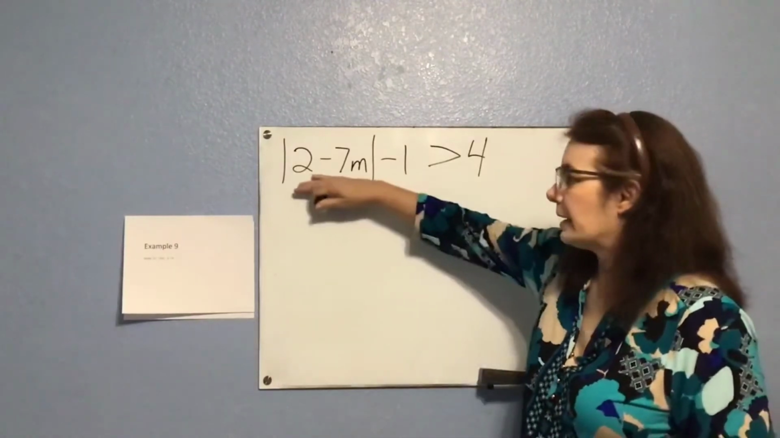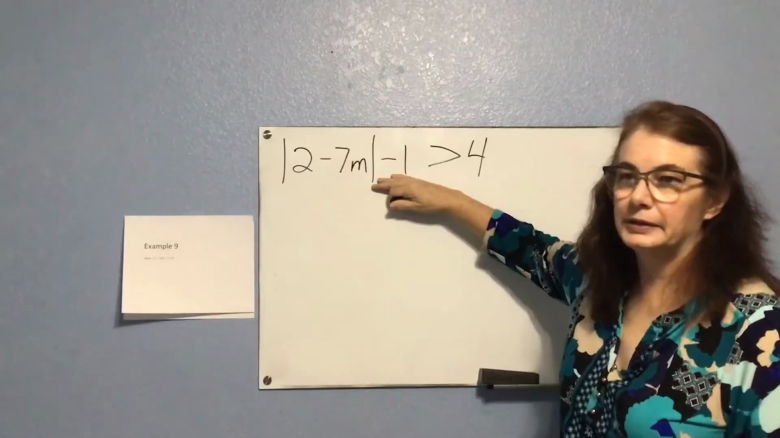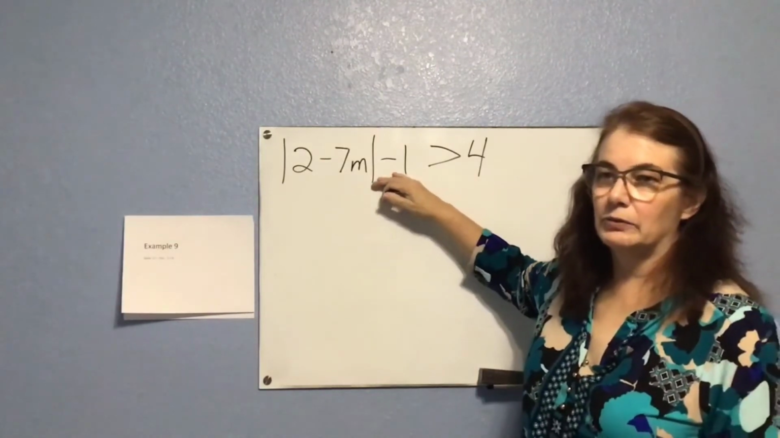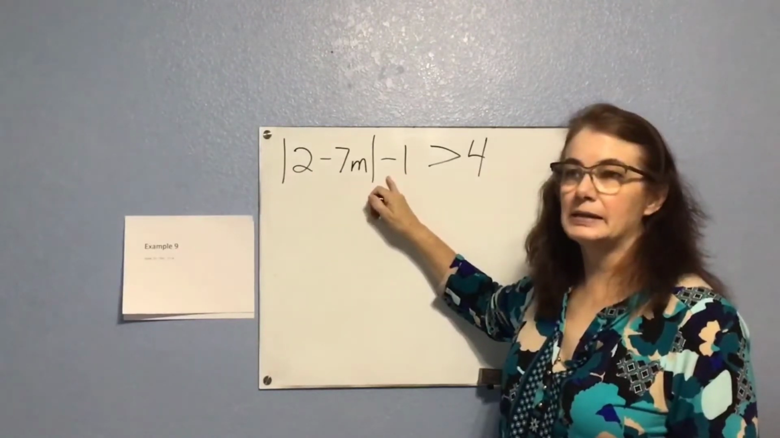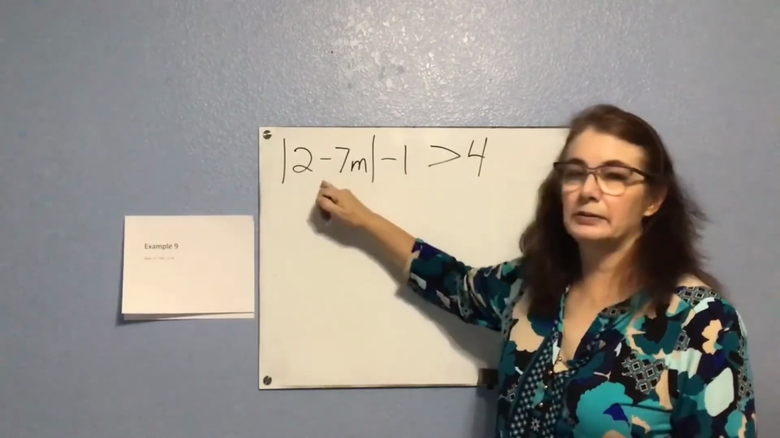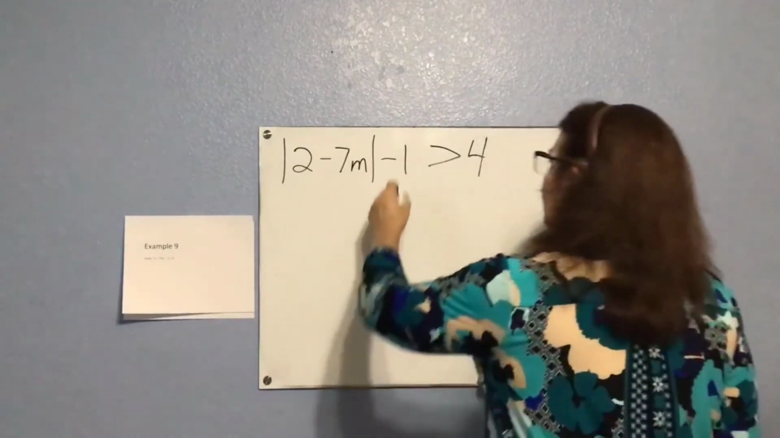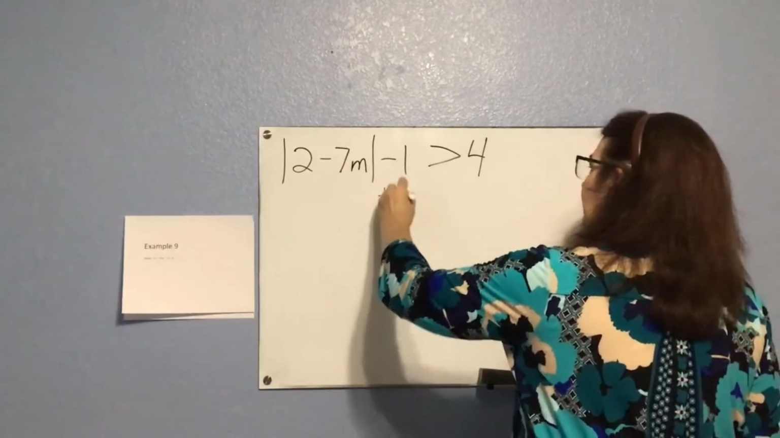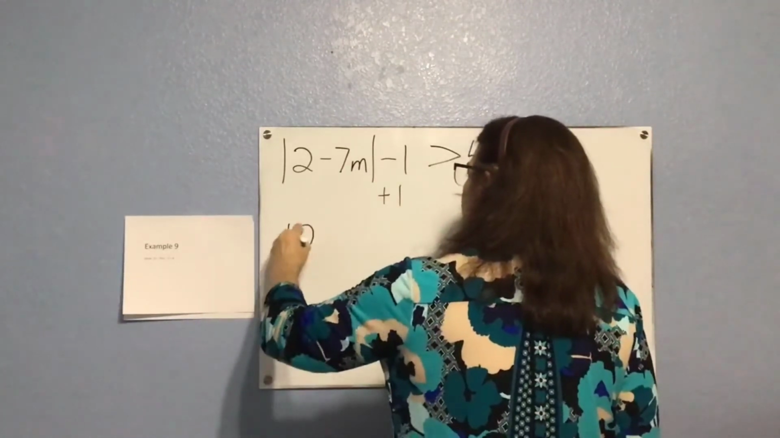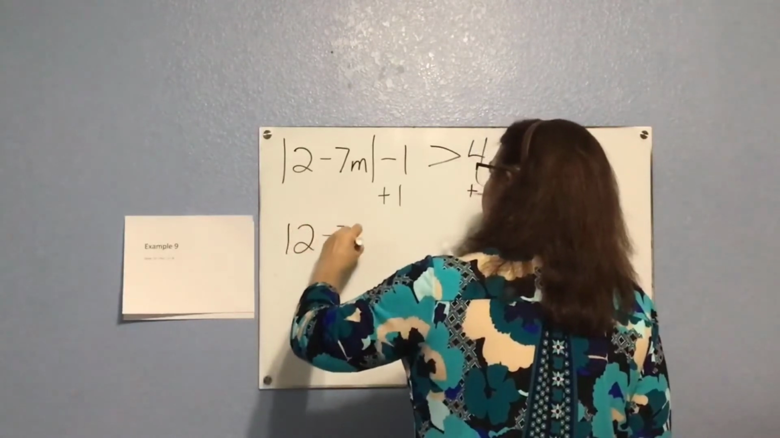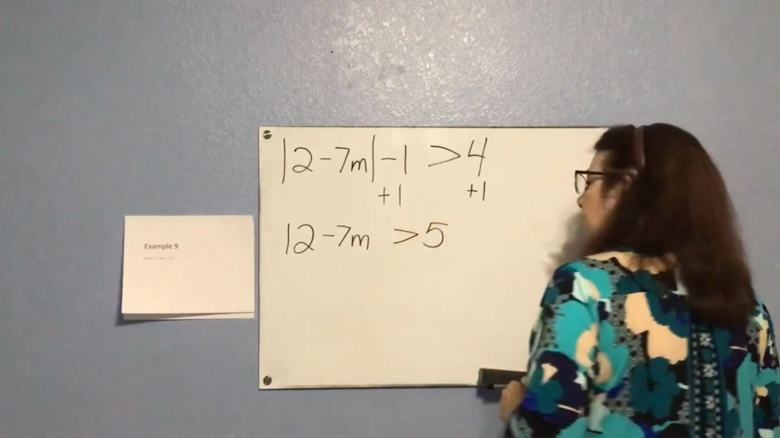Now in this problem I have an absolute value expression, but there's also something else. So before I start rewriting this whole expression, I want to get rid of this piece so I have an absolute value all by itself on one side. This is not inside the grouping symbol, so I can go ahead and add 1 to both sides. And that gives me absolute value of 2 minus 7m greater than 5.